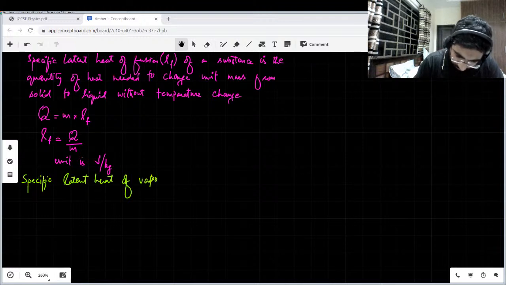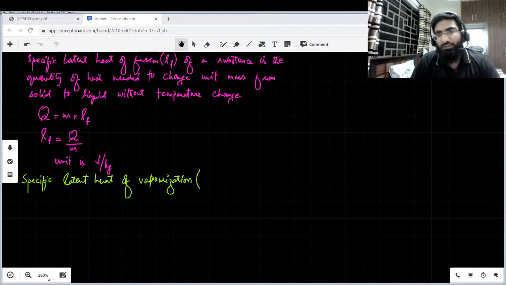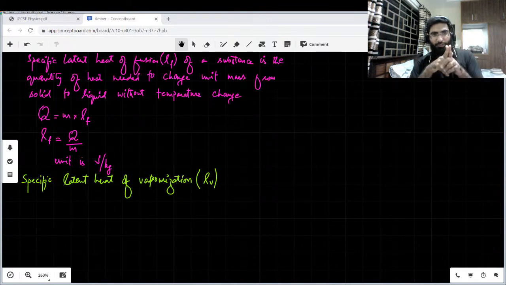Hopefully you've got this concept of specific latent heat of fusion, right? So specific latent heat of vaporization, can you tell me what it would be? Can you repeat the question? I've given you specific latent heat of fusion, which is the amount of heat I've given to a particular solid so that it changes its state without raising the temperature. So what would be specific latent heat of vaporization?